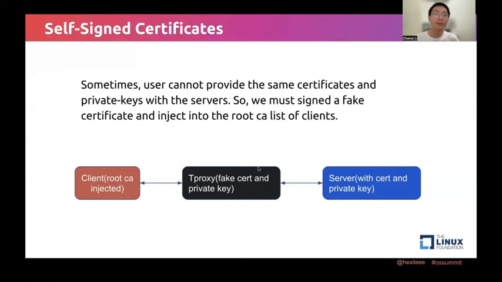And sometimes, especially for out-of-cluster servers, users cannot provide the same certificates and private keys as the server. So we must sign a fake certificate and inject it into the root list of clients. As we self-sign a fake cert and private key for our tproxy, we must inject the fake cert or the root cert into the client root CA list. And in this case, the client also cannot realize the messages are hijacked.